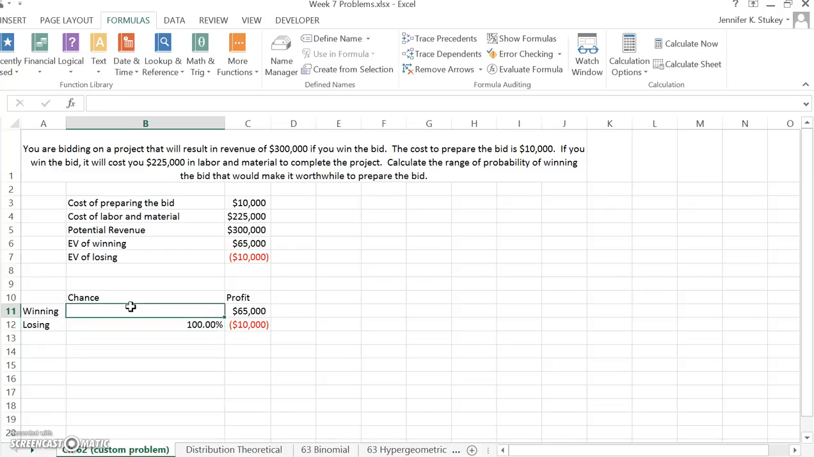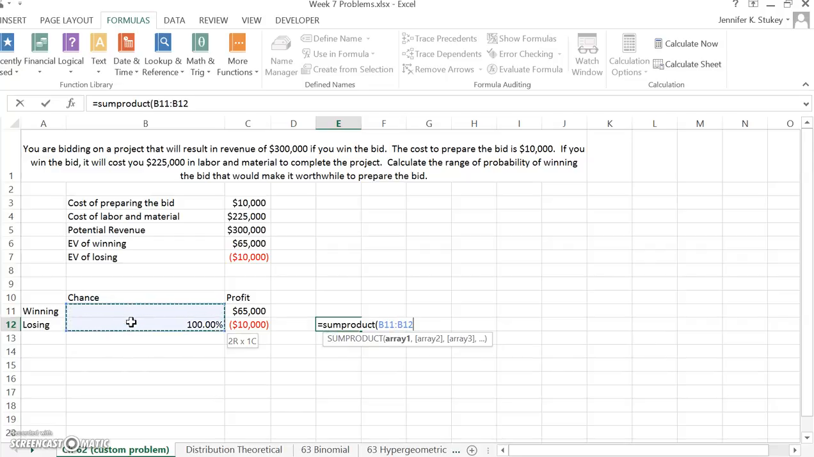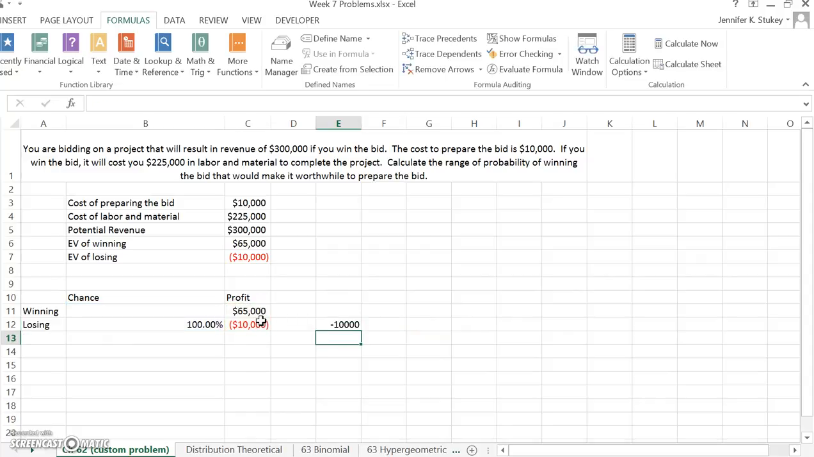Right now it's 100% because I don't have anything here. However, as soon as we use our GoalSeek, it'll fill in the number there. The next thing we've got to do is calculate our EMV of the project. EMV is expected monetary value. To calculate that, we do the sum product of the odds of winning and losing times the profit that we would make in either event. At this point, that is negative $10,000 because our odds of winning are 0 and our odds of losing are 100%. Obviously, if that was the case, we wouldn't prepare the bid.